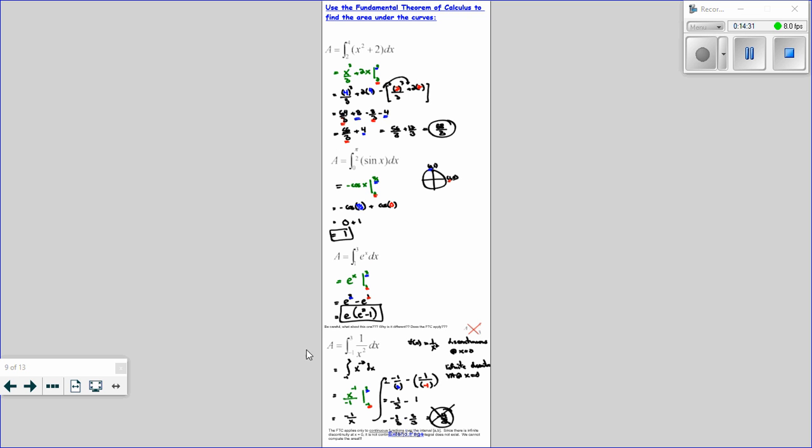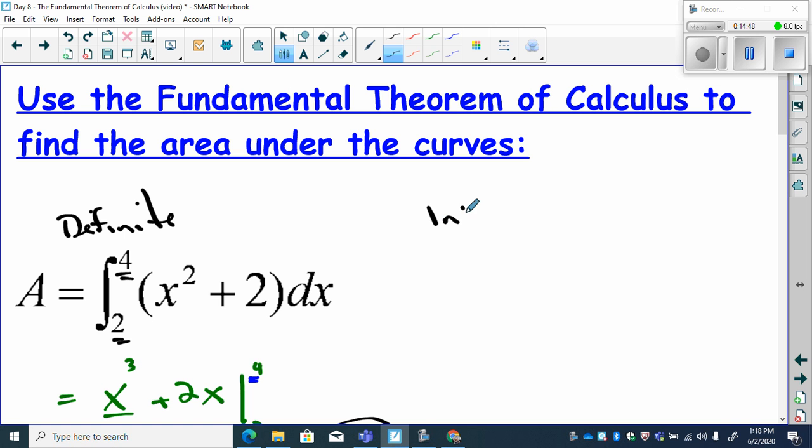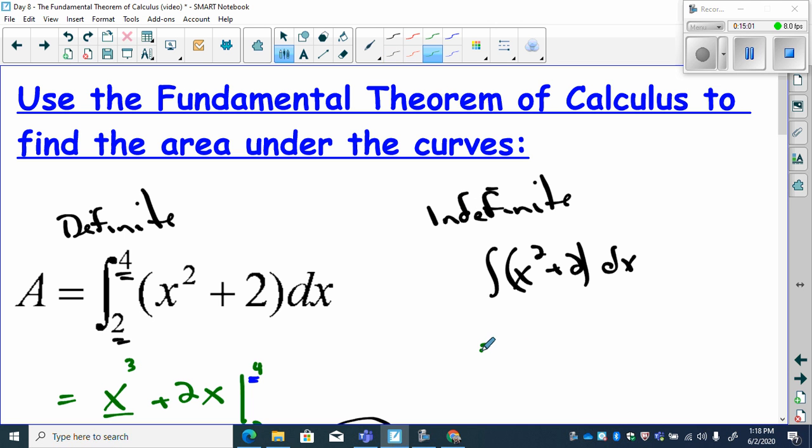So those are 4 more examples of definite integrals. Remember, if I just wanted the indefinite integral of this, so this is a definite integral because it's got an upper and a lower bound. If it were indefinite, it would look like this. And my answer would just be x cubed over 3 plus 2x plus c. That's where I would stop.